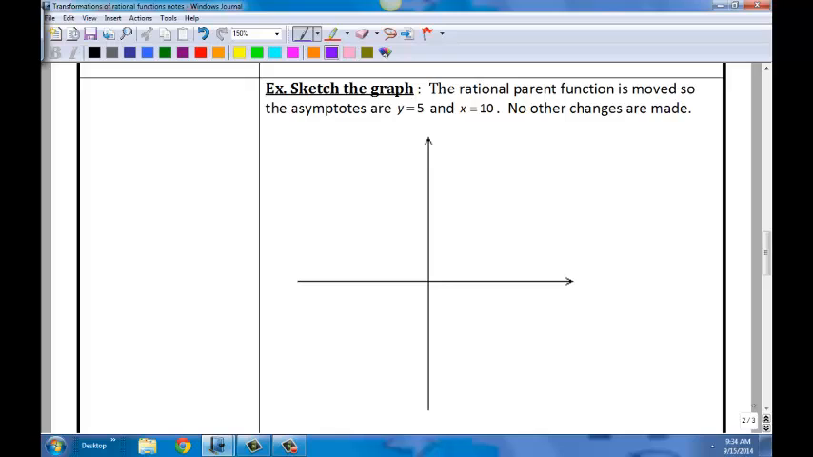Last one down here, they are telling me to sketch the graph if the rational parent function is moved so that the asymptotes are here and here. So in order to sketch this one, I have to sketch the lines that represent the asymptotes. It's telling me that 1 goes right here, where x is equal to 10. So 1, 2, 3, 4, 5, 10. An asymptote runs right through there. The other one is at y equals 5. It's telling me to touch the y-axis at 5.